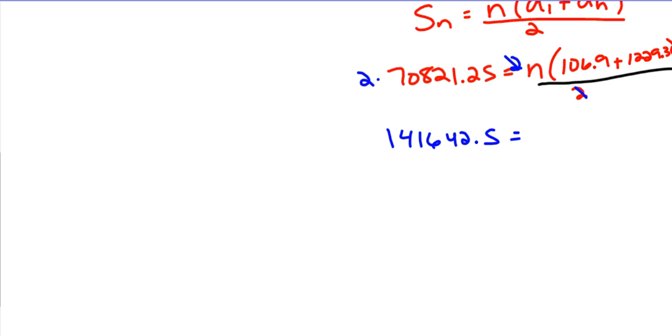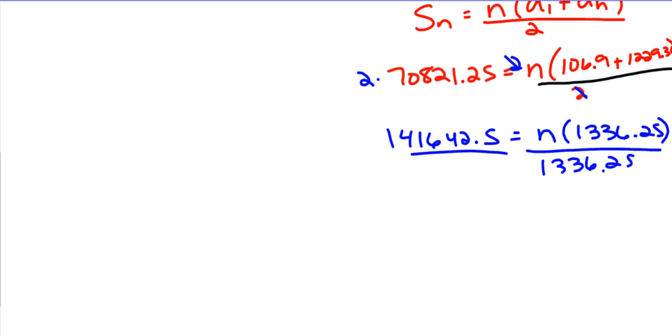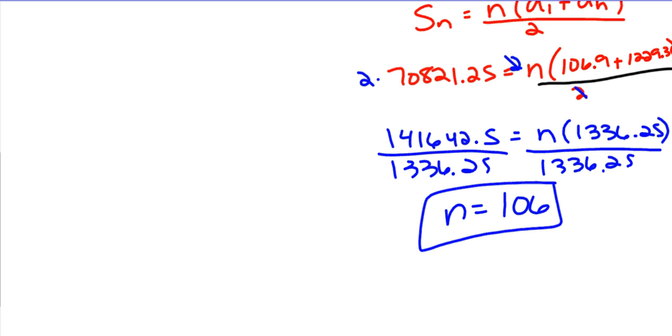And then when I add the 106.9 plus the 1229, this is what I get, 1336.25. So now to solve for N, I divide by 1336.25. And N is how many days they're doing this contest for. Oh, look at that. 106, how creative, because I can't do it for half a day. They're doing the contest for 106 days.